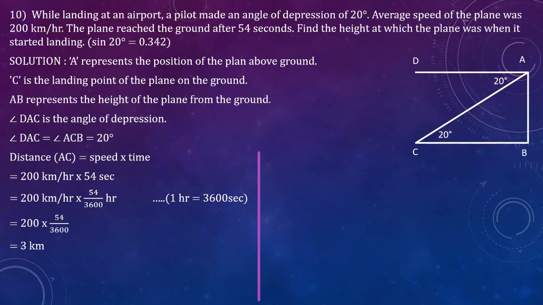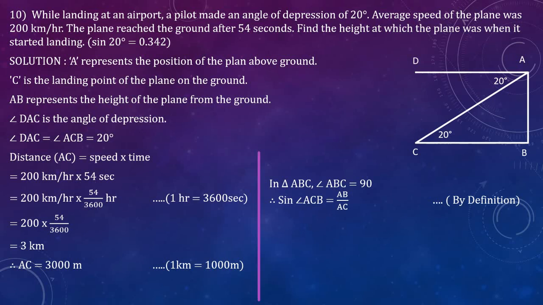So therefore the distance, that is AC, is equal to 3 kilometers. Now let us convert this AC into meters. So we know that 1 kilometer is equal to 1000 meters. So therefore 3 kilometers will be 3000 meters. So therefore we get the value of AC, that is the distance of the plane from its actual position to its landing position, as 3000 meters. Now we need to find the height at which the plane was when it started landing.